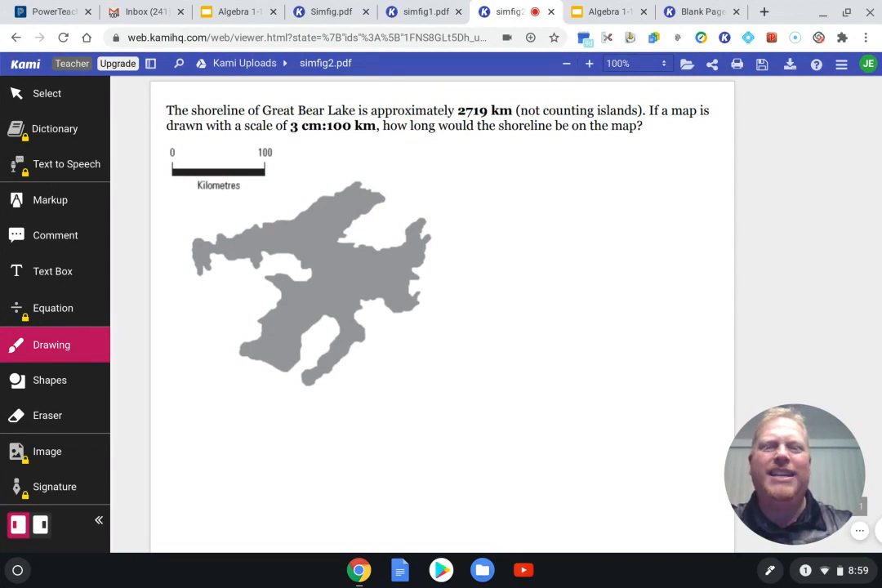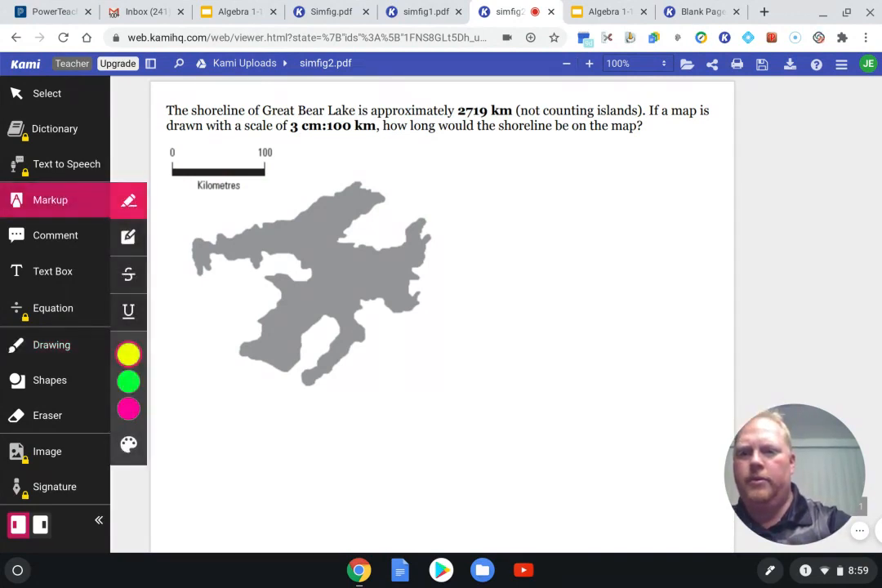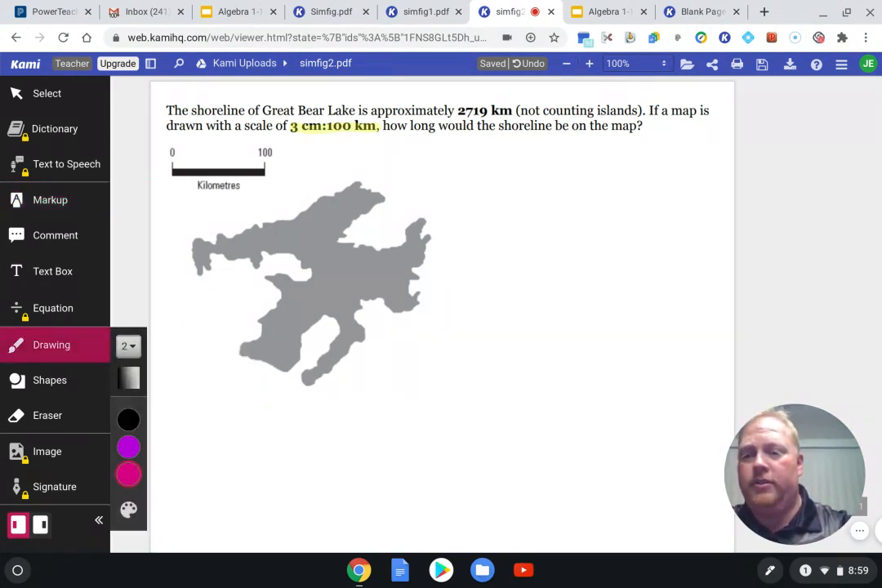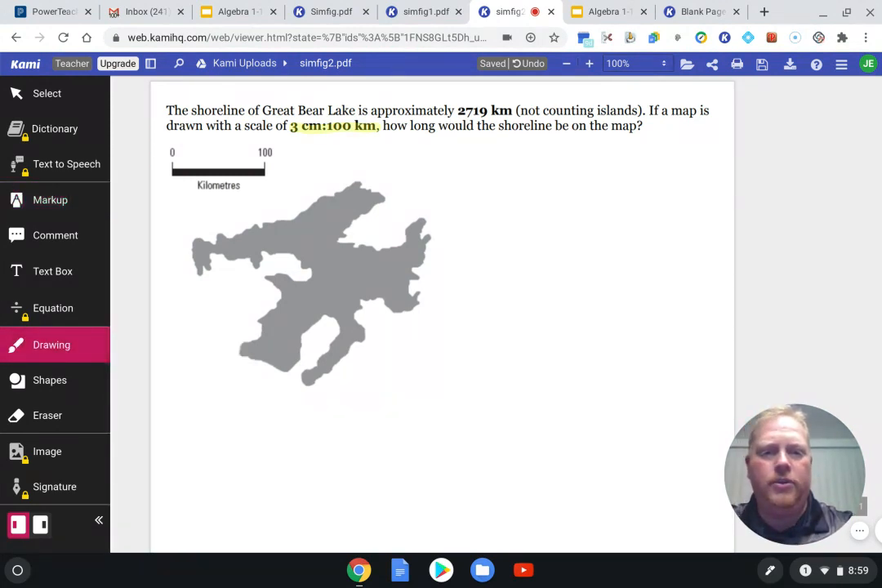Let's take a look here. Some key things. Right here, they give us a scale factor. So 3 centimeters to 100 kilometers. So anytime that they give you a scale factor, you can go ahead and use that as one of your fractions. So I'm going to go ahead and do that. 3 centimeters compared to 100 kilometers. So just to make sure that I keep things labeled correctly, I'm going to make sure to represent that the 3 centimeters is on the map and the 100 kilometers is in real life.